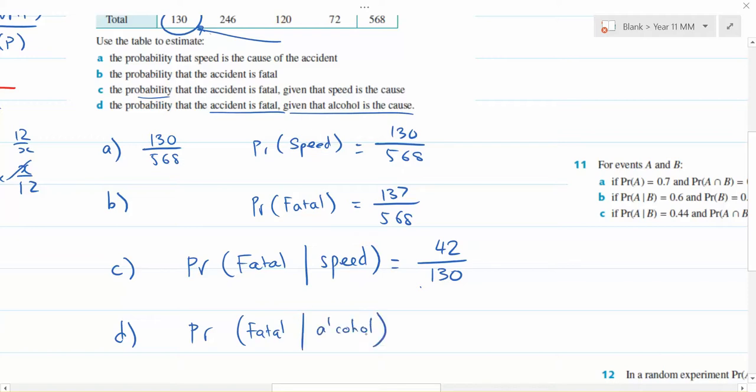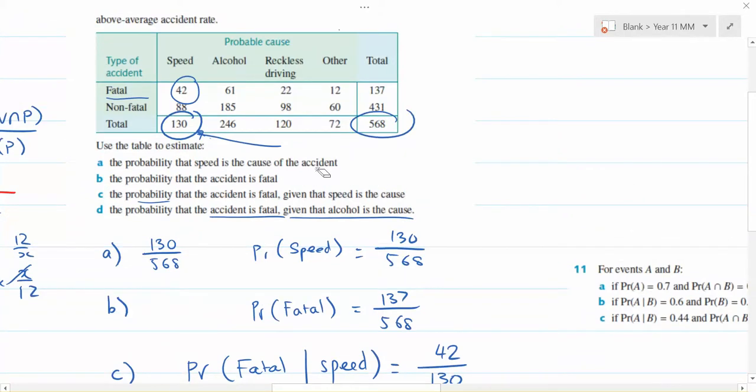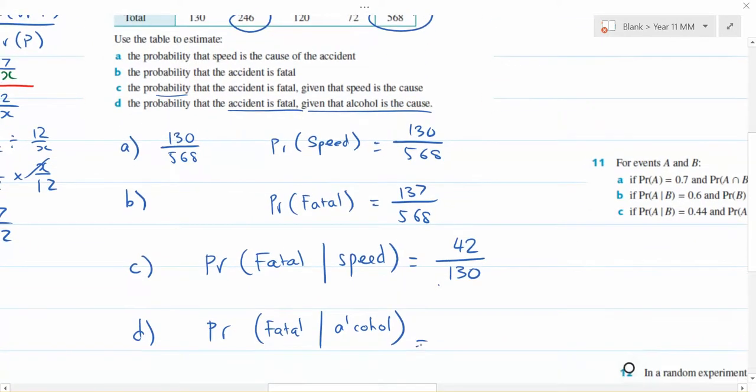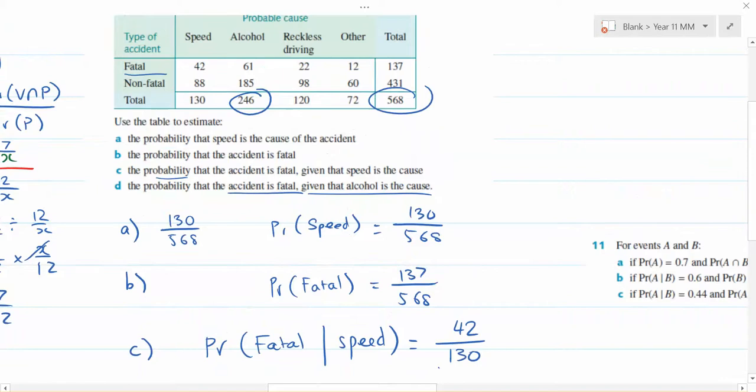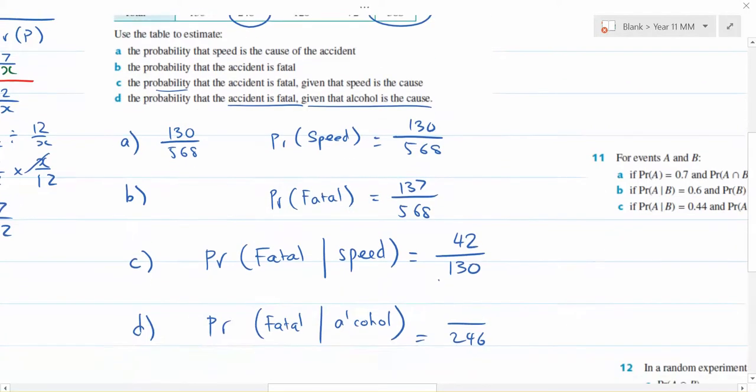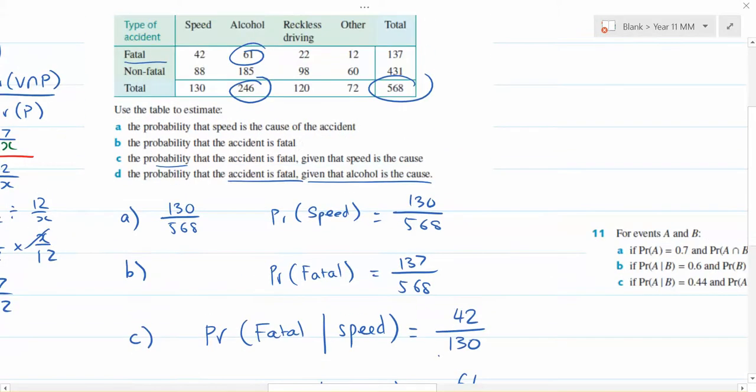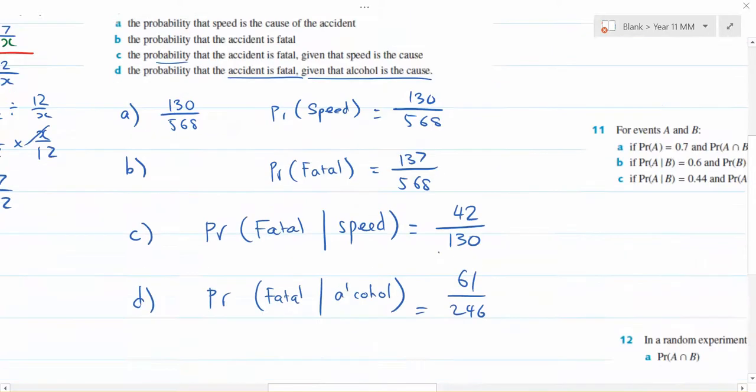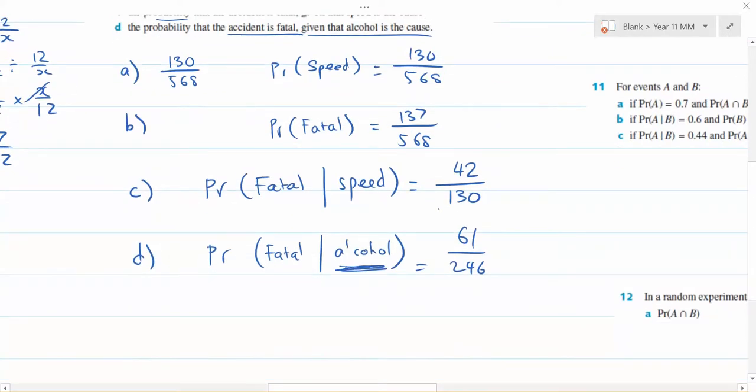So out of the 568 people, not all of them are in an accident because of alcohol. There's speed, there's reckless, but I just want alcohol. So the total number of people who are in alcohol accidents is only 246. So the question is, out of those 246, how many of them are in a fatal one, which is 61? So you say 61 out of the 246. That's how the conditional probability affects the chances.